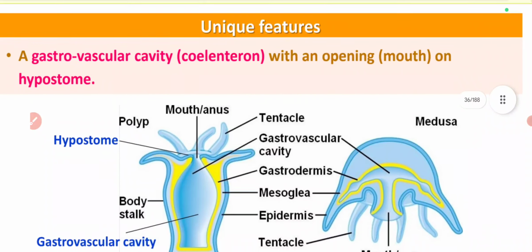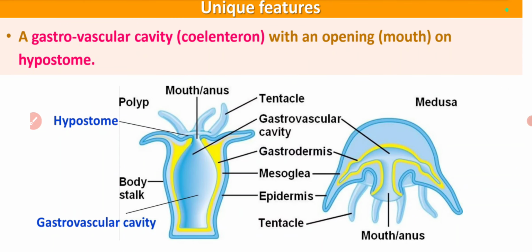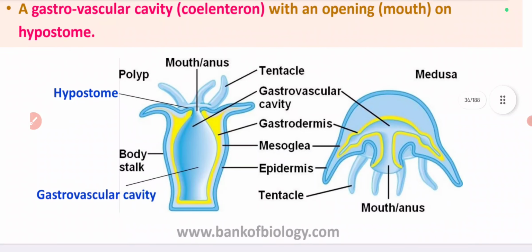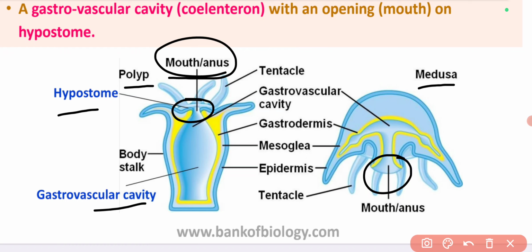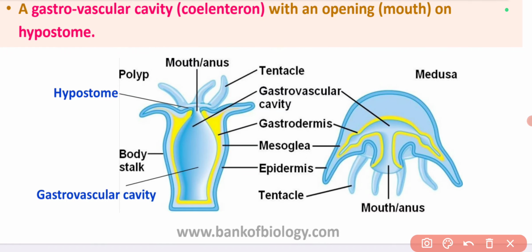Some other unique features: a gastrovascular cavity or coelenteron with an opening mouth on the hypostome. The digestion is incomplete, so the mouth and the anus are the same. This is the polyp form, and this is the medusa form, as I told you. This is the hypostome. You can see the hypostome and gastrovascular cavity. Here also it is the same: mouth and anus are the same, in the medusa form.